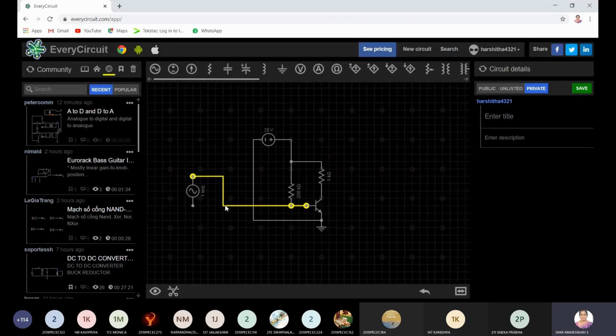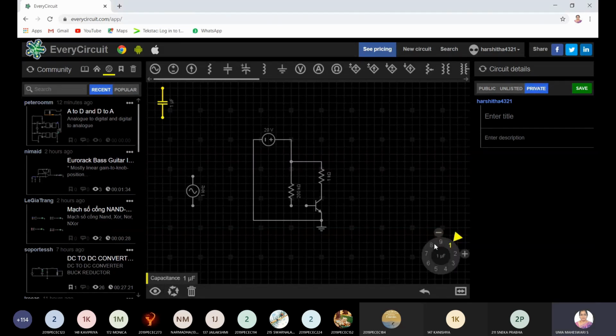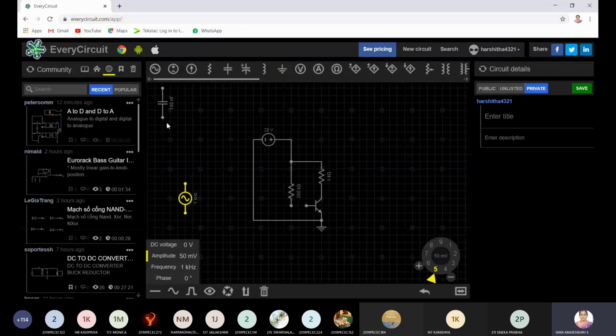I have to put a capacitor, so let me do that first. What is the value of the capacitor? It is 0.1 microfarad. So you go to the adjust symbol. Here we don't have the option of 0 point and everything. Your 0.1 microfarad is nothing but 100 nanofarad. So I adjust this to bring it to 100. As I said, 0.1 microfarad or 100 nanofarads are the same.